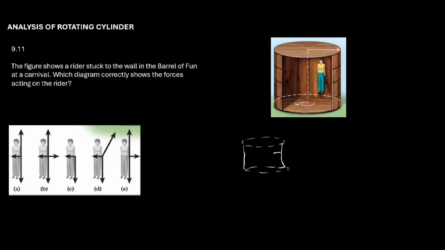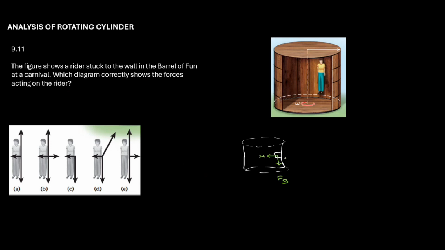and there is a rider stuck on the wall, the forces acting on the rider will be, first, the force due to gravity, which is acting vertically down. We call it Fg. And since the rider has been pushed towards the wall, the wall of the cylinder will exert a normal force acting perpendicular to the surface. So I have my normal force here.